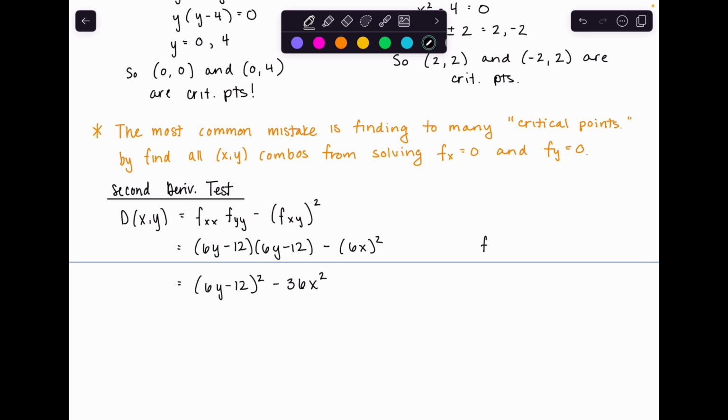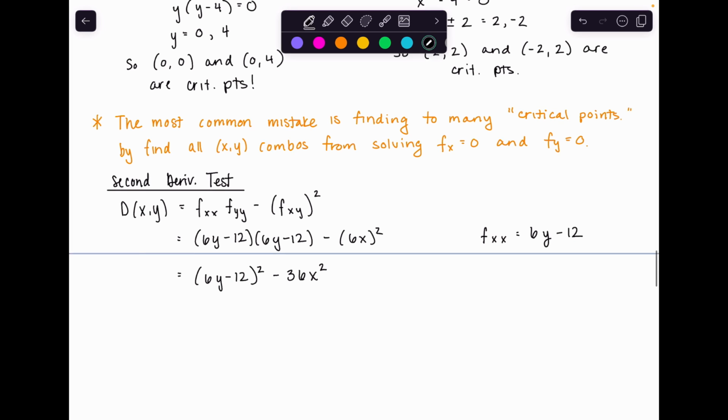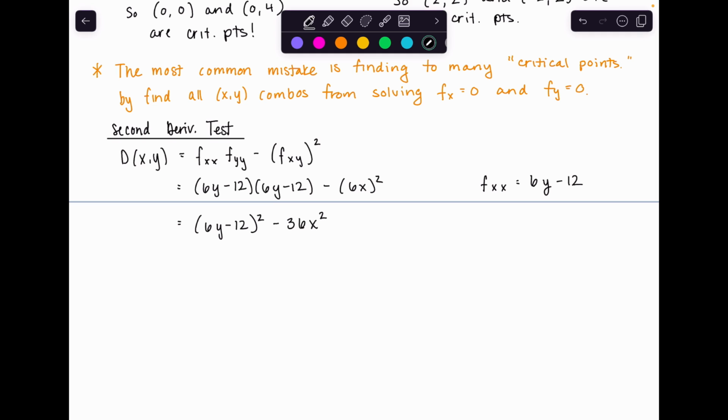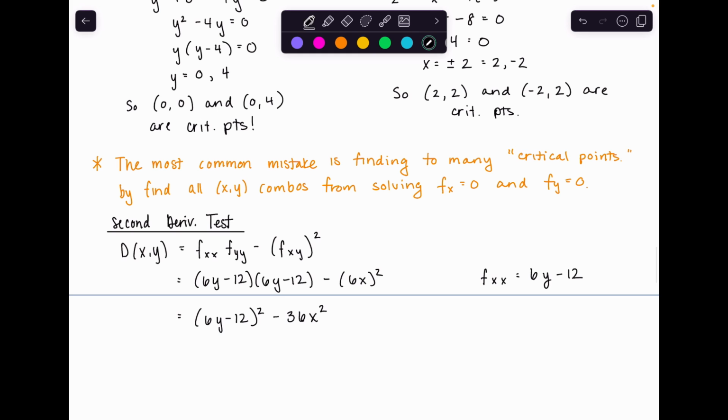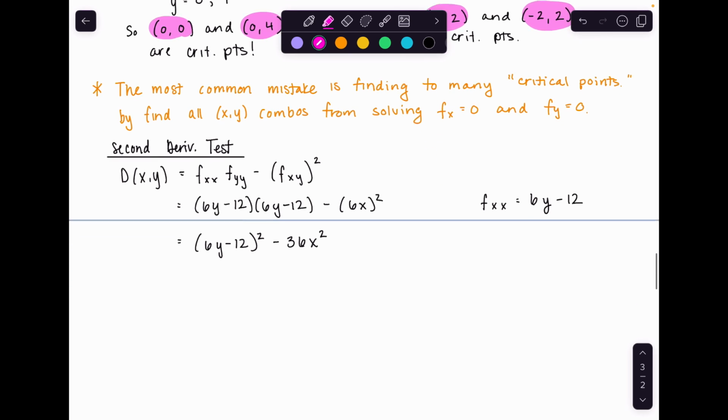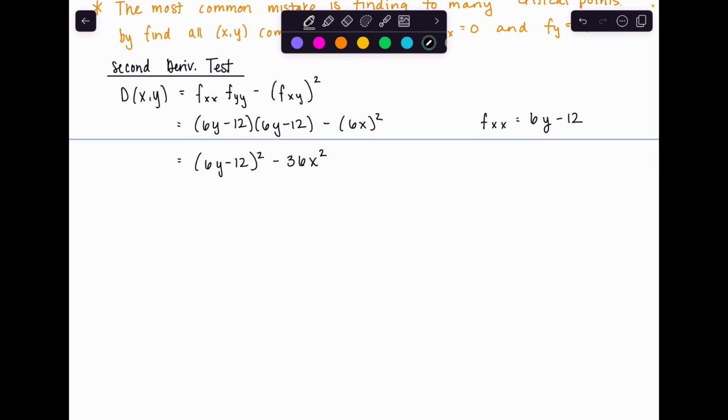The other thing I'm just going to write off to the side here so I don't need to keep scrolling up is the partial with respect to x twice is 6y minus 12. Because if D evaluated at the critical point is positive, then I need to plug it into the partial with respect to x twice to see which specific type of extrema it is. So we've got 4 critical points that we have to go through and test: (0, 0), (0, 4), (2, 2), (negative 2, 2). So I'm going to start with (0, 0).